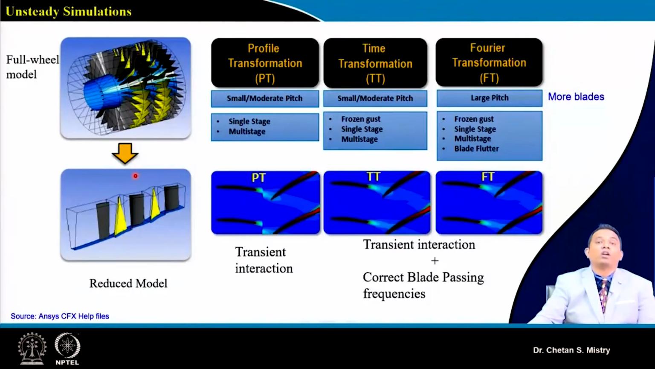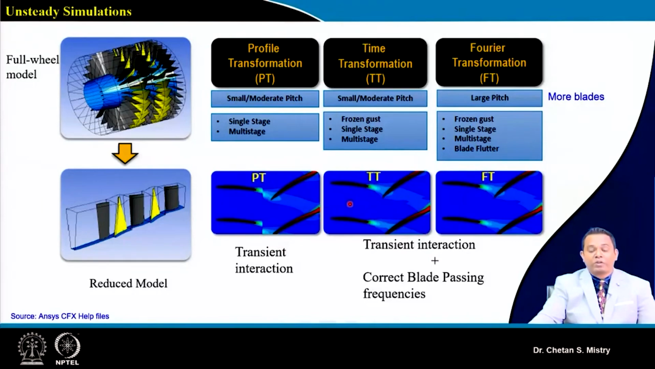Now in order to do unsteady simulation: the computational power has increased, and people are becoming rich in terms of computational facilities in universities, and even in industries, and that is the reason why they are analyzing unsteady kinds of flow. There are different approaches defined by ANSYS CFX. They say profile transformation, time transformation and Fourier transformation. Here in this case, you can understand this will be used for small or moderate pitch configurations. It is applicable for both single-stage as well as multi-stage. You can see here this is profile transformation.